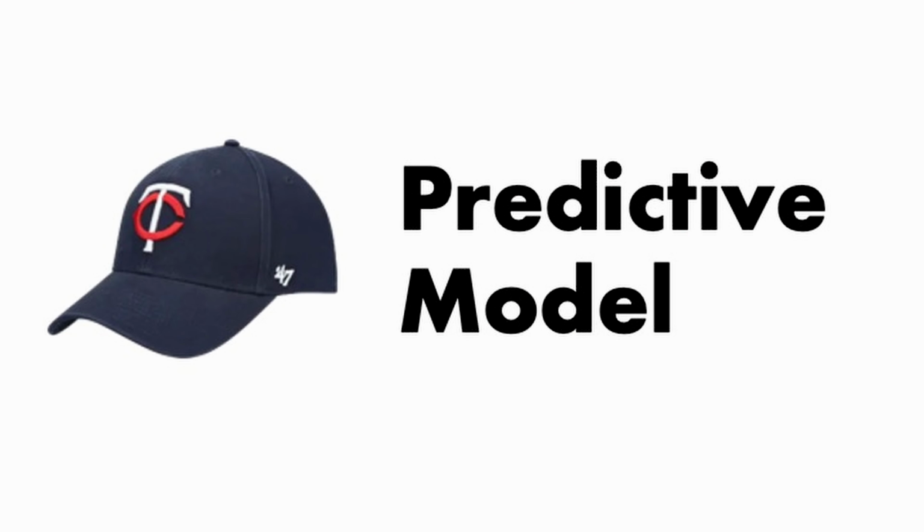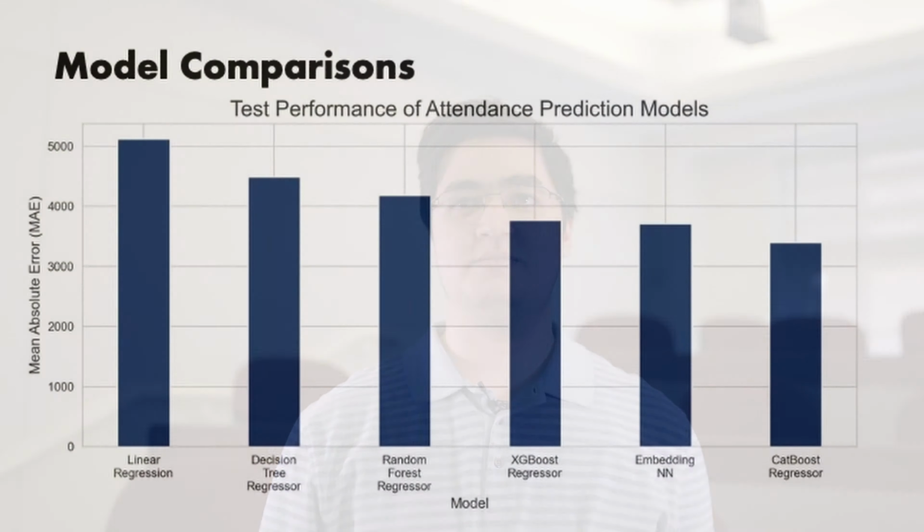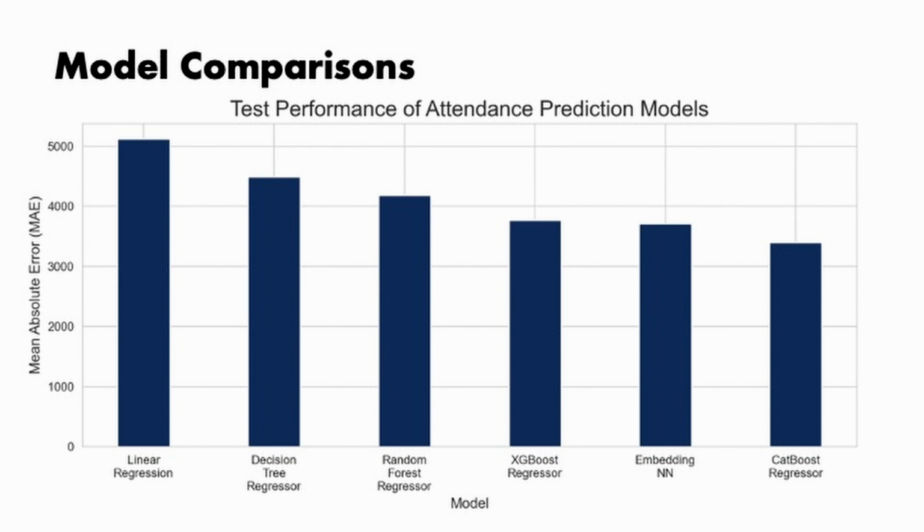Now, we'll be moving on to the predictive model. As a brief overview of the models we tested, let's look at a graph that describes our model performances. As reference, we use mean absolute error as the metric, and lower is better in this case.